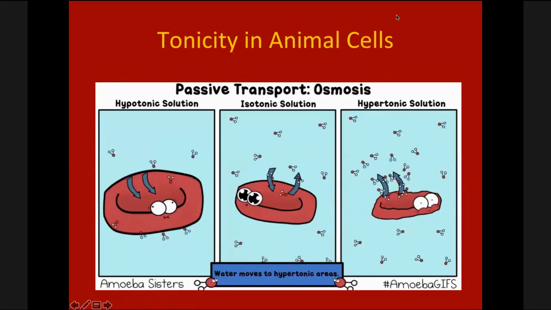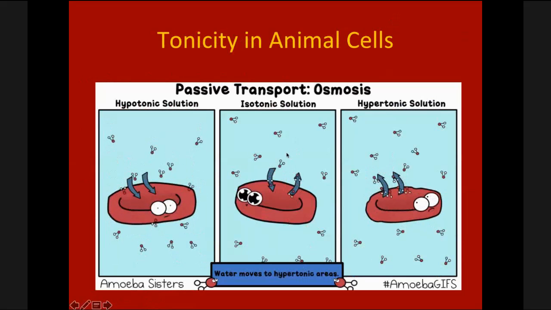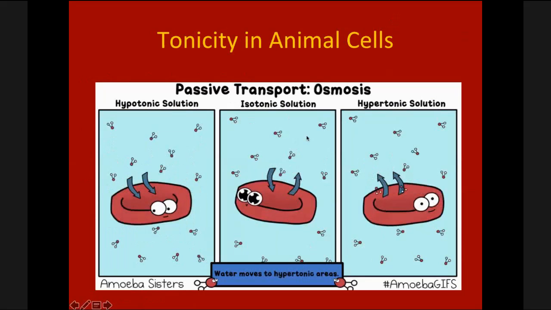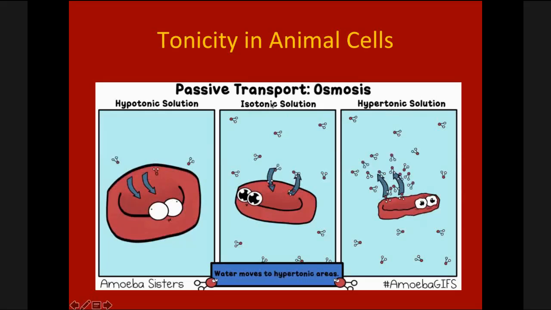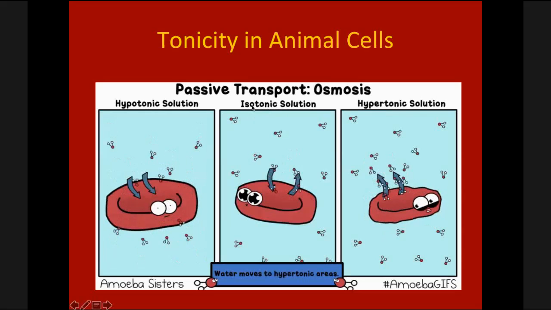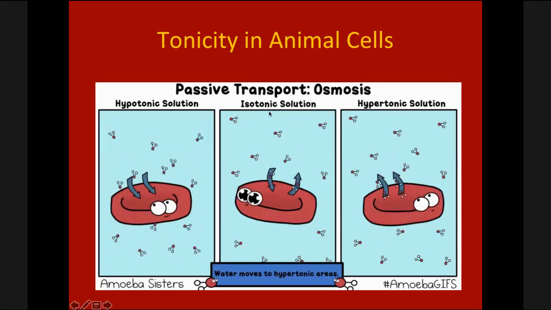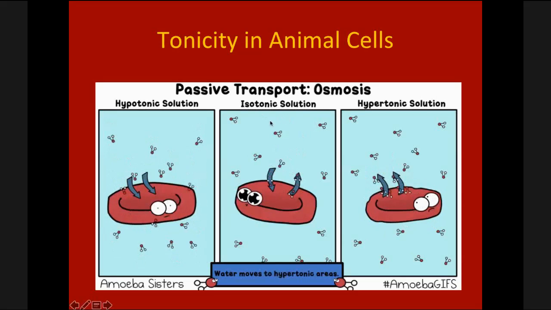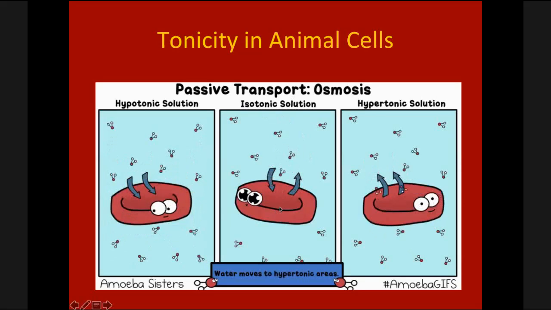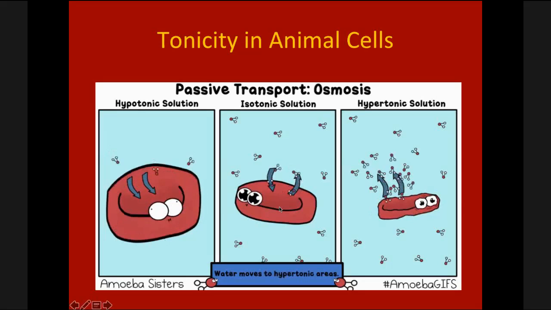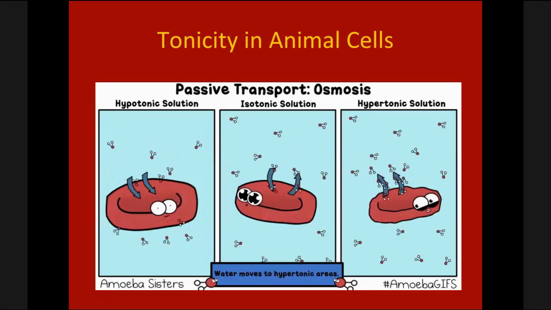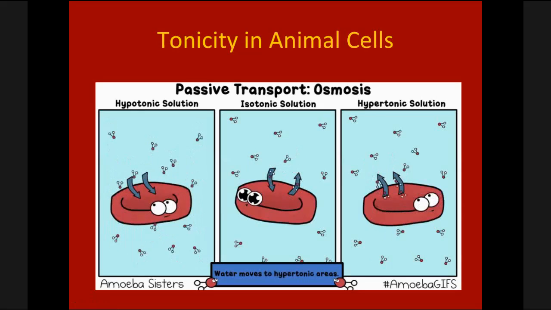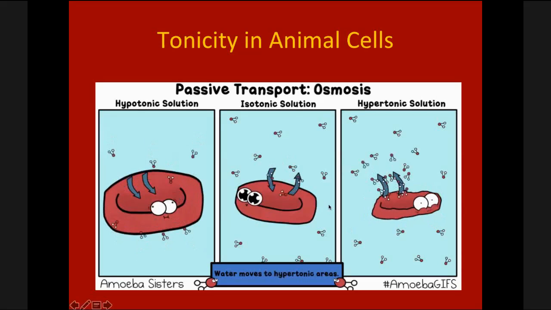I don't have a chalkboard, so I'm going to just use this animation. I'm going to start off with isotonic. Iso means the same, tonic is solution. So in an isotonic solution, you have the same concentration outside of the cell that you do inside of the cell. And that means that your cells are in dynamic equilibrium. You've got no net movement of water in either direction. Some's going in and some's going out.